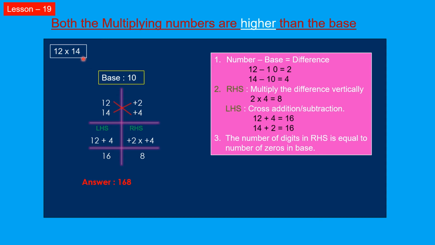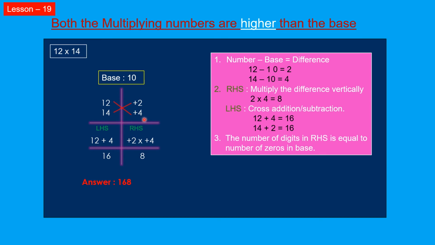I'm going to repeat one more time. 12 times 14. The first step is you do number minus base equals difference. Write the difference in front of the number. So 12 minus 10 is positive 2. Write plus 2 in front of 12. 14 minus 10 is 4. Write 4 in front of 14.